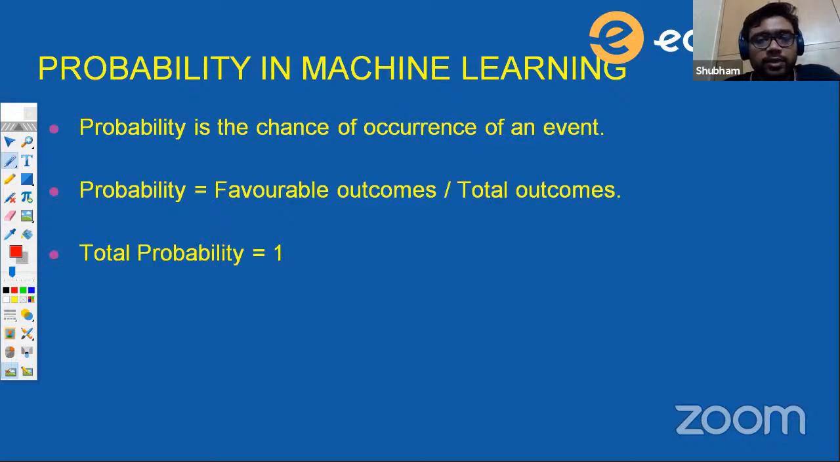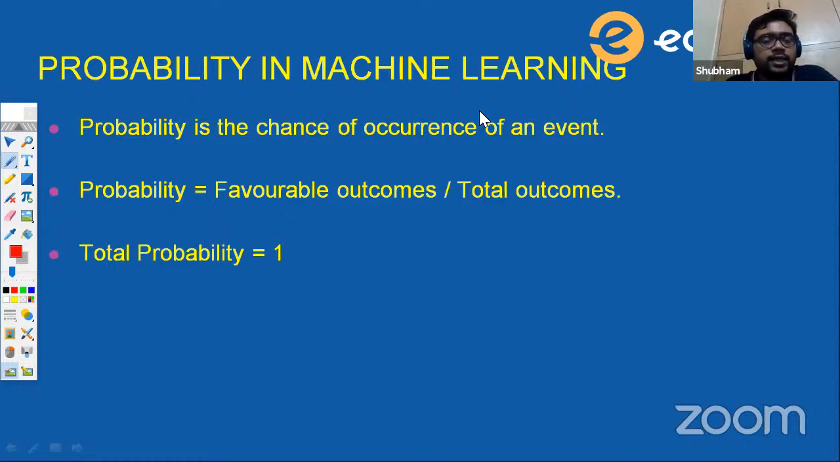So how many outcomes are there? Two. What is the probability of getting a head? Yes, it's 1 by 2. And the probability of getting a tail is also 1 by 2. So I can say that both head and tail have equal chances.